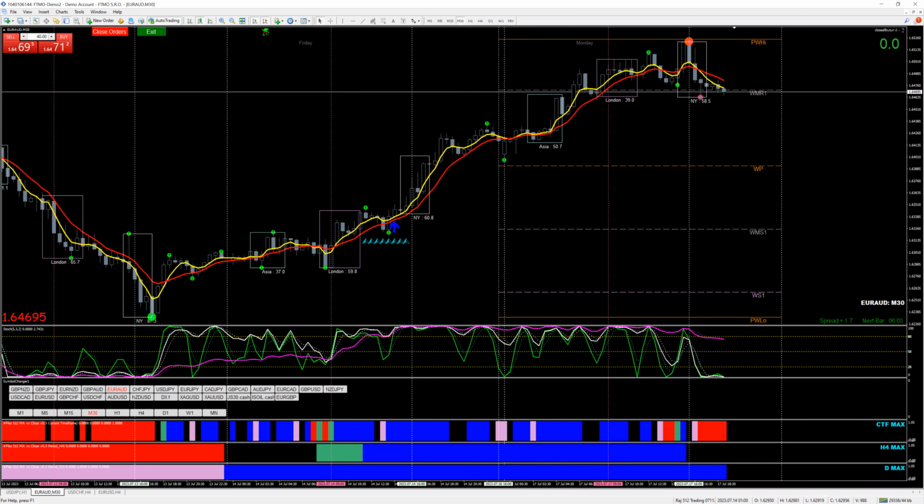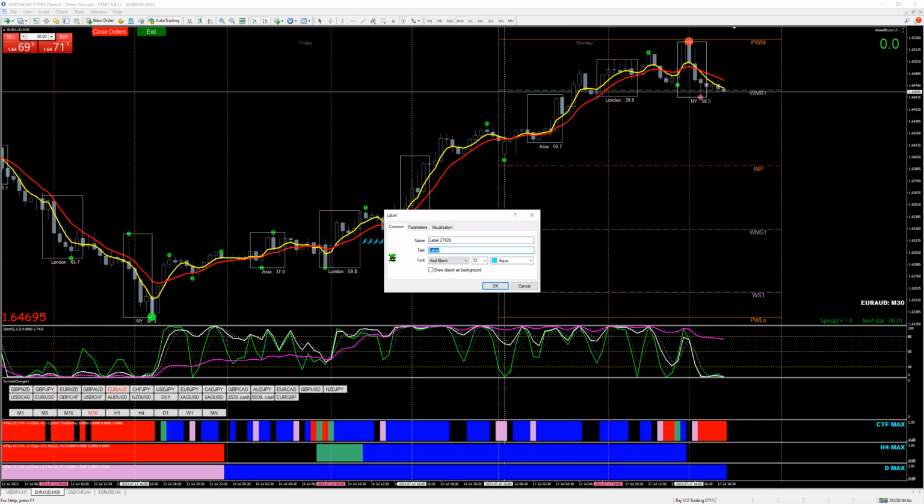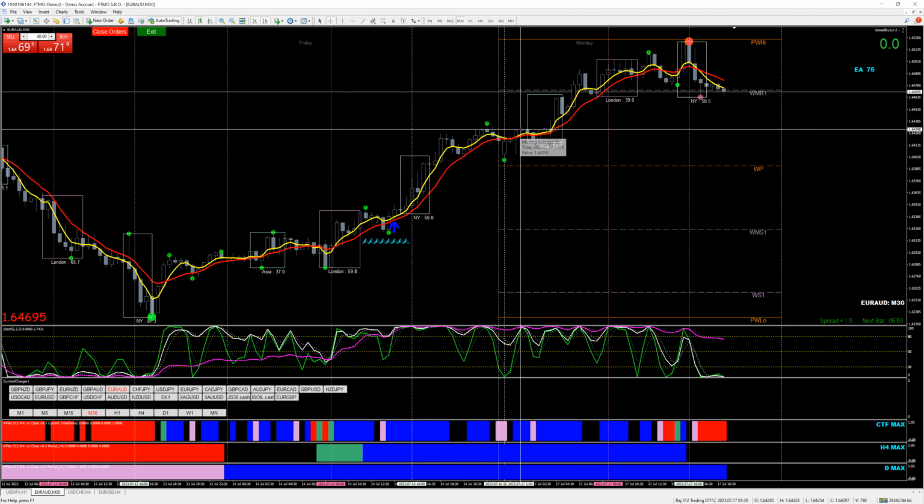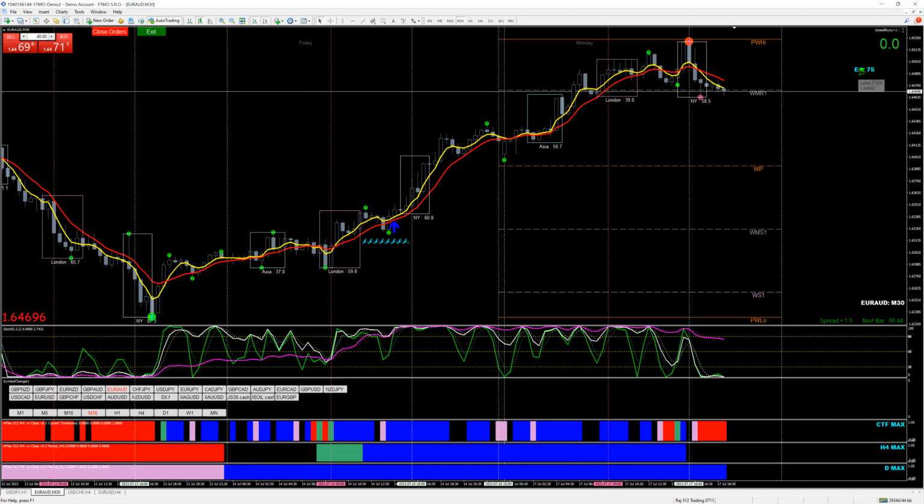So EA, 75 pips, and stop loss was 35 pips, so that's 30 lots.